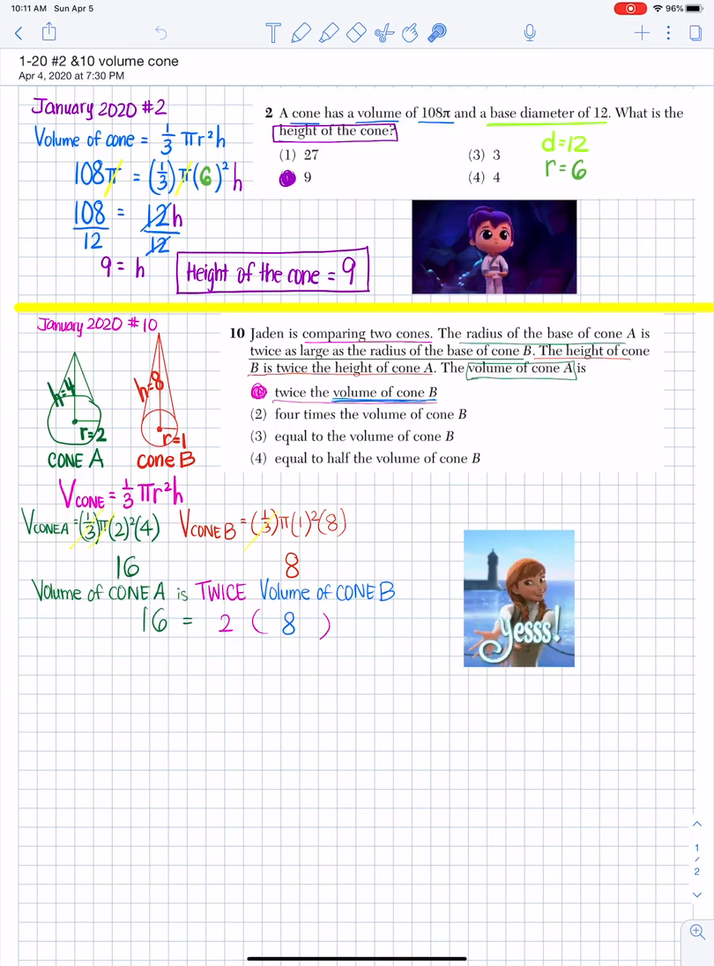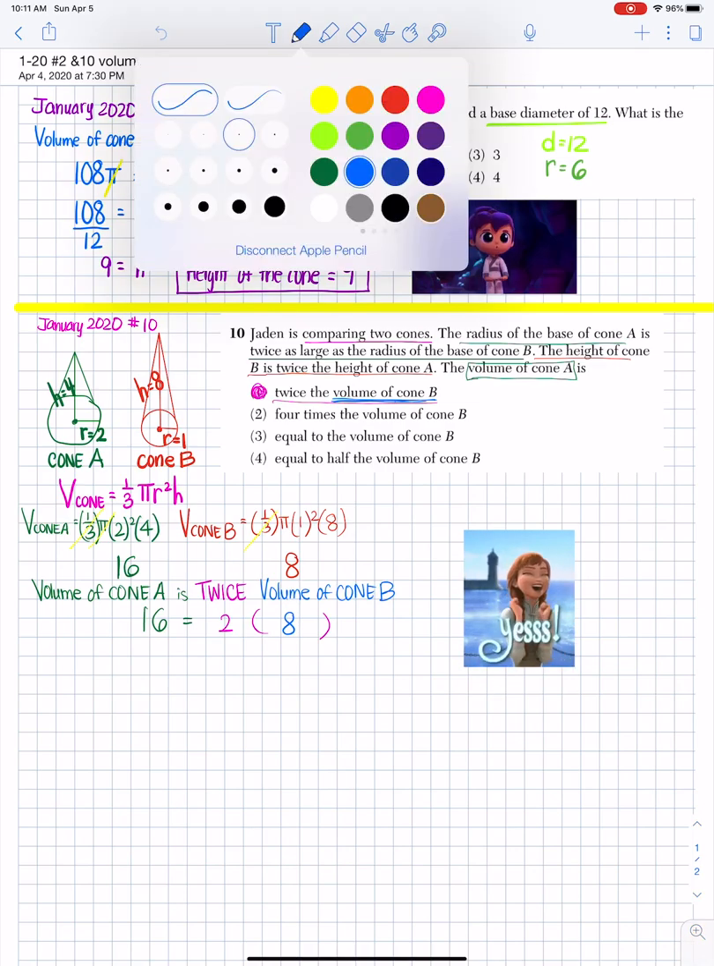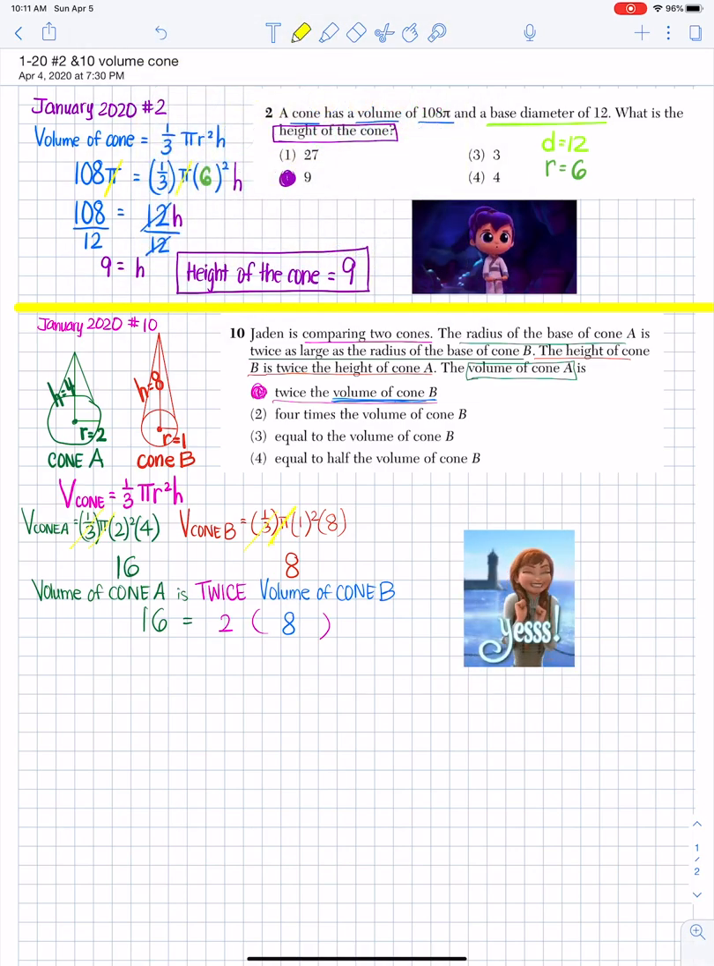Once again, anytime you have like terms on either side, on volume of cone A we have 1/3, and volume of cone B we have 1/3, we can cancel that. Another thing we can cancel is pi and pi. Now we're left with 2 squared times 4, which is 16, and 1 squared times 8, which is 8. So what that means is the volume of cone A, 16, is twice the volume of cone B. Since cone B is 8 and cone A is 16, cone A is twice cone B.